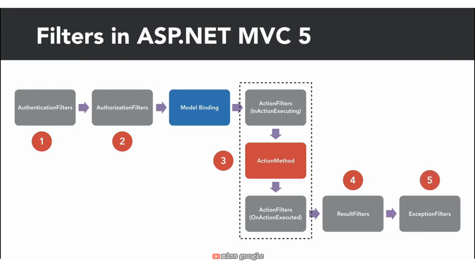And the final type of filter is an exception filter, which runs last and only if an unhandled exception has bubbled up through the action method in your controller. This is meant to be sort of a fail-safe to handle any exceptions that make it this far without having been handled in some other way.